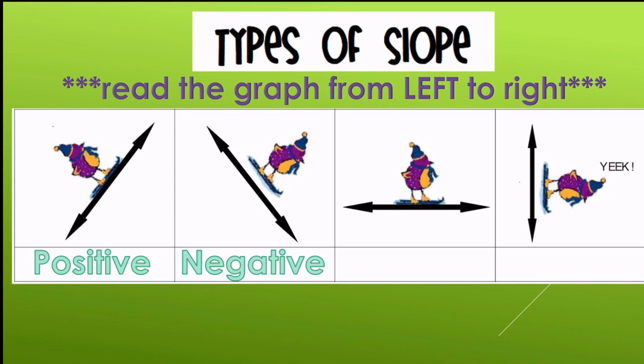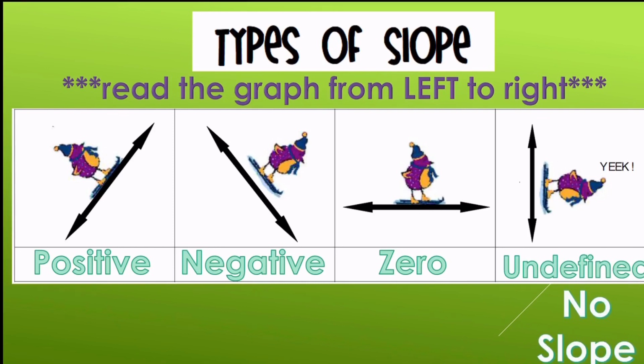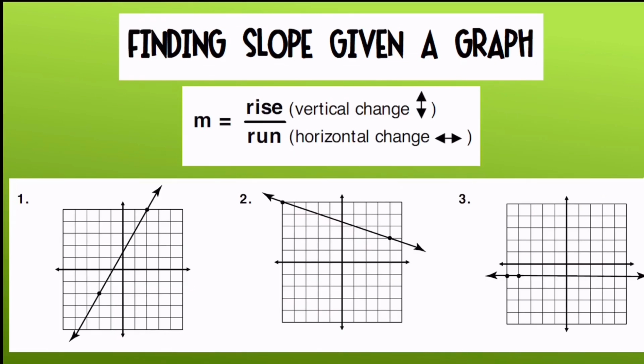Now, when we come to this third one, it's going left and right. There is no change. There is no rise. So we say it has a 0 slope. Well, when there is no run, it is undefined, okay? Or we can also say no slope. So let's look how we do that from a graph.